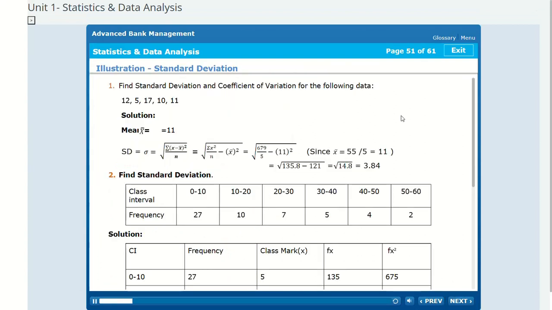Illustration, standard deviation. 1. Find standard deviation and coefficient of variation for the following data: 12, 5, 17, 10, 11. Solution.